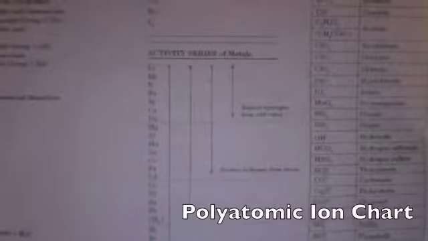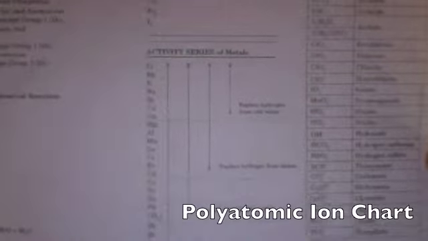When you can't find an element on the periodic table, that means it's probably in the polyatomic ion chart, which is in the very back of the review packet. This is where you can find different compounds that are used in chemical equations and find out what their charges are.